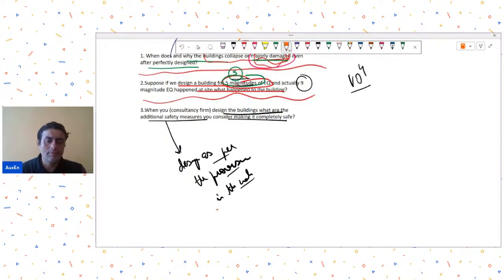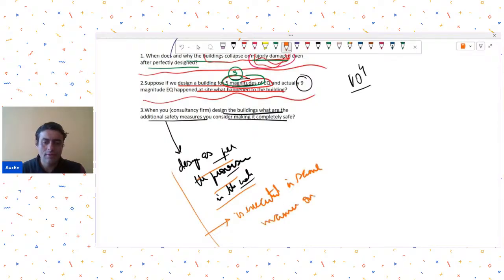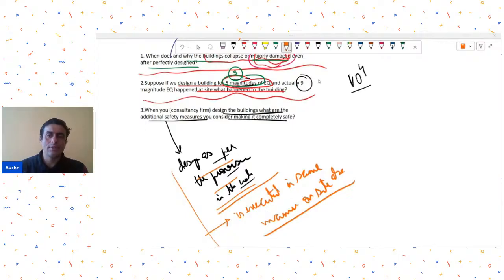And then, if structures are important, also ensure that whatever you are doing is executed in the same manner on site. That is also important. So, if required, you may have to do some supervision to ensure that whatever you have provided in your drawings and design is getting executed on the site also. And what else? So additional safety measures, I don't think we take any additional safety measures.